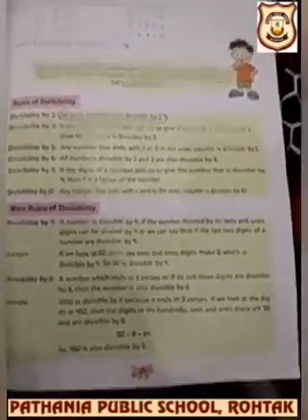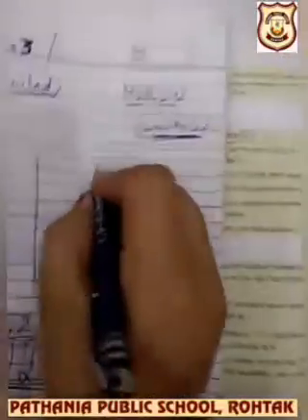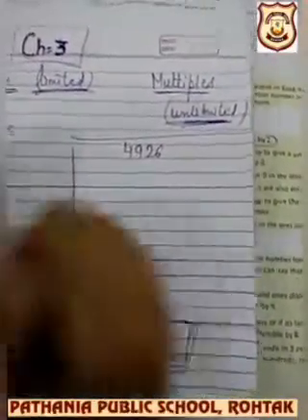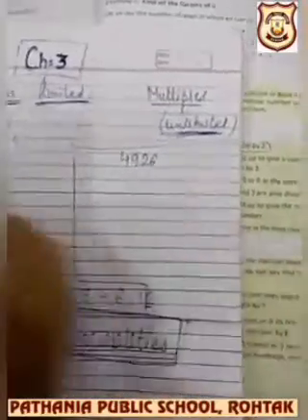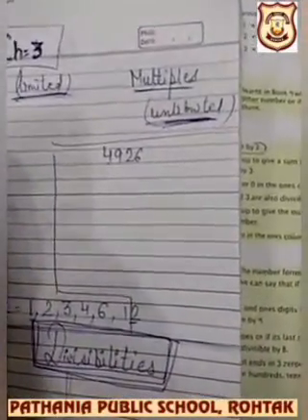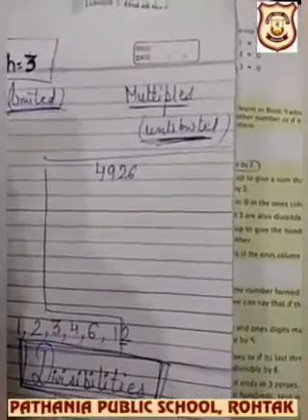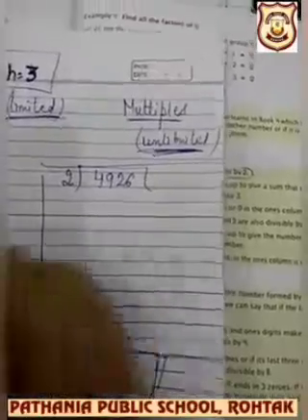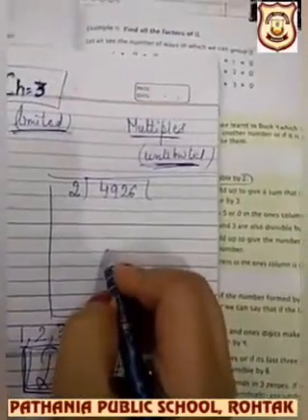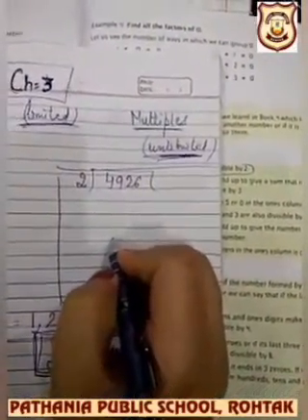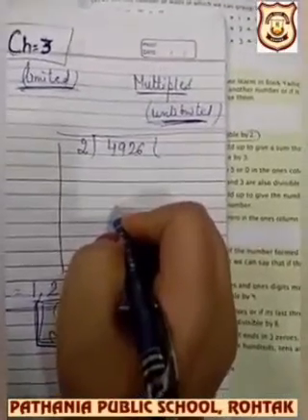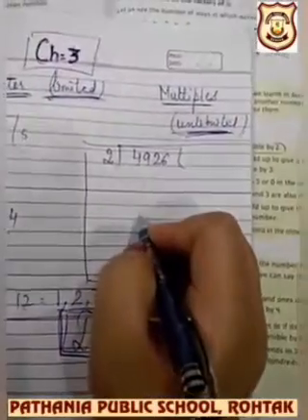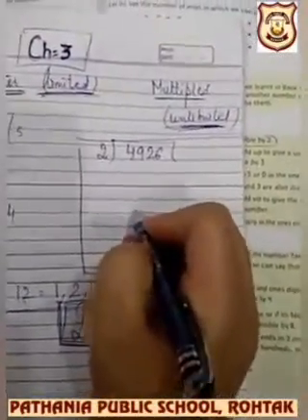If I ask you whether the number 4926 is divisible by 2 or not, what will you do? You will divide this number by 2, and if the remainder is 0, then you will say yes, it is divisible by 2. But if the remainder is non-zero, meaning any other number, then you will say no, this number is not divisible by 2.